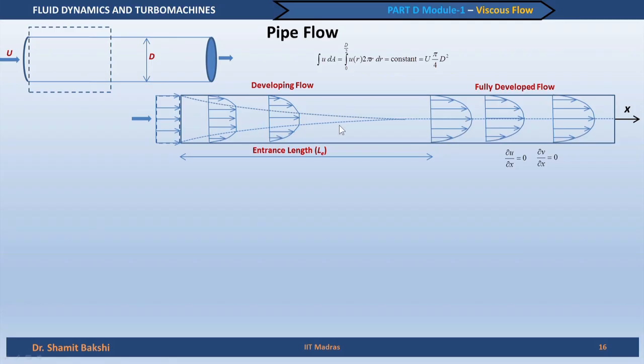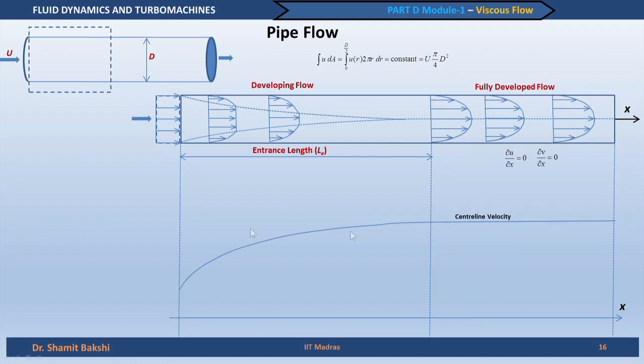This is very important to consider with respect to the flow losses which the flow suffers as it moves through the pipe. Now we have drawn along with it the x axis, and we will plot the center line velocity. It will be characteristically different in the entrance region, and that is why we draw this line. The center line velocity looks something like this.